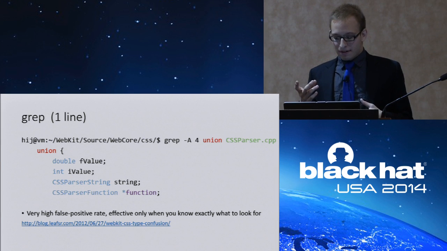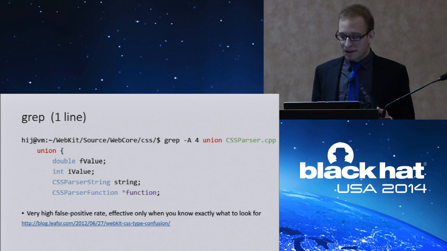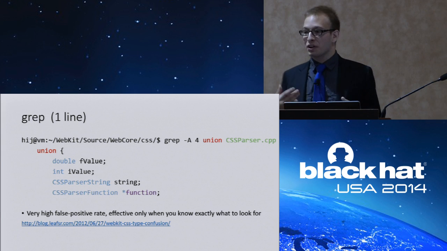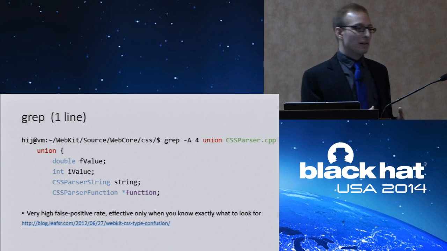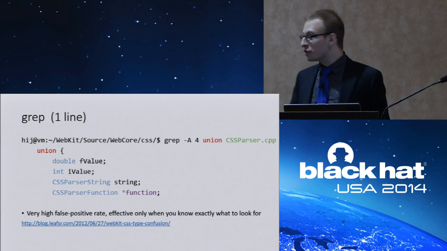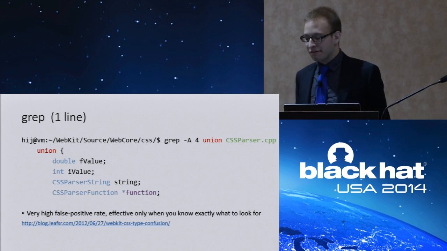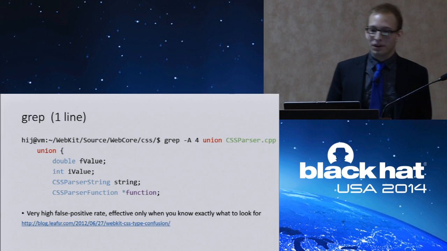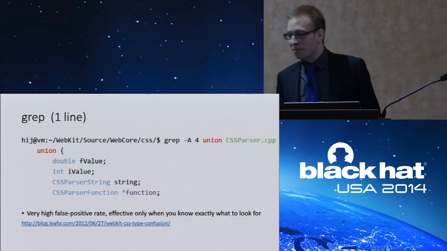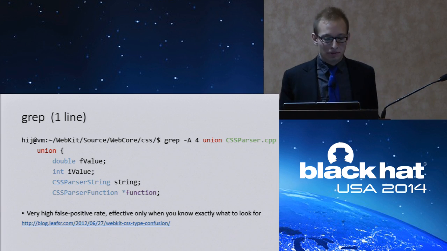In this example, I just searched one file, but we can search an entire code base and look at all the unions that the developers used and see if there are any vulnerabilities in there. Using grep has a very high false positive rate. It's only effective when you know exactly what you're looking for, like a type confusion vulnerability, but it still can be useful. It's just one example of how grep can be useful.